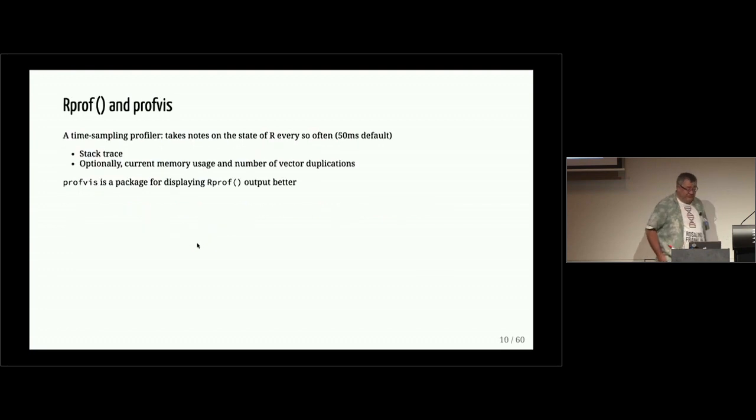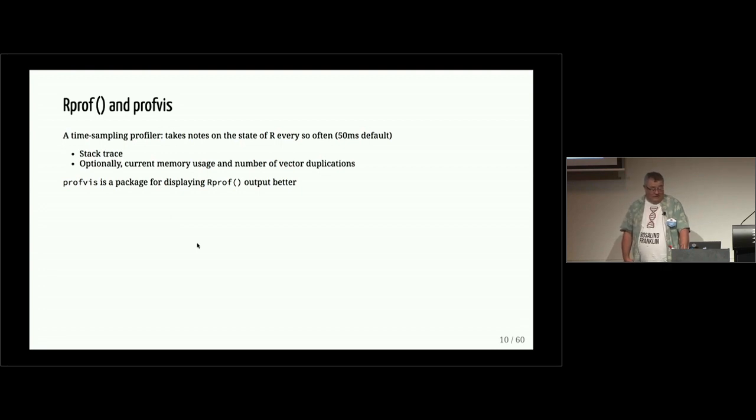So what are the tools? The most important one is Rprof, which is a time sampling profiler. So every so often, the default is 50 times a second, it writes a stack trace to disk. So it looks the same sort of thing that traceback gives you. What function is currently running, what was that called from, what was that called from, all the way up. And so that's written out to disk, and you can look at it later.